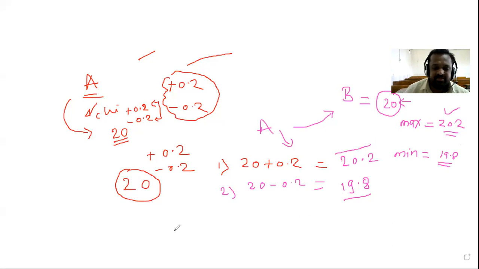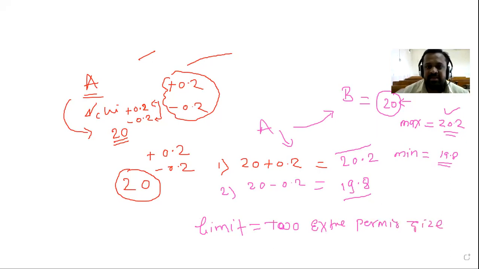That limit is nothing but the two extreme permissible sizes. So I will take another example here. You have to understand what is meant by the limit. Limit is nothing but two extreme permissible sizes.